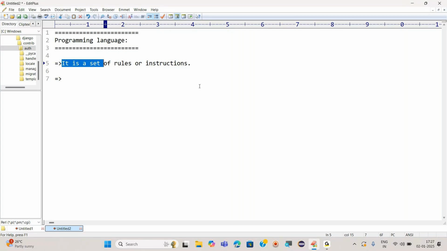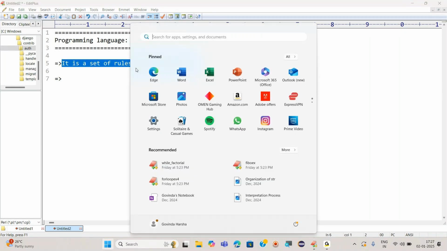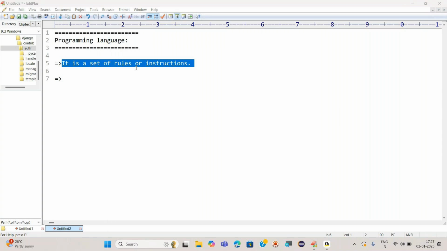Okay, we'll continue. So, what is a programming language? First of all, we say it is a set of rules. How is it a set of rules? Let me show you a simple example, in a simple way.